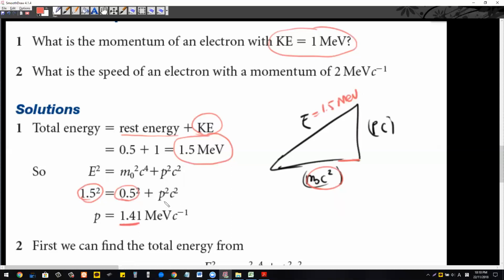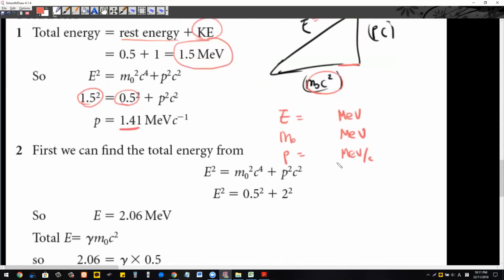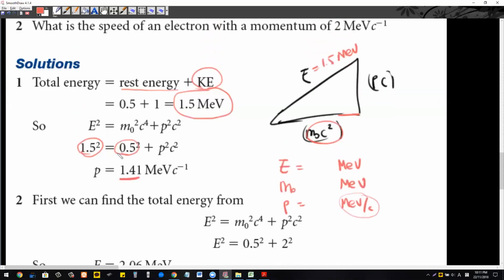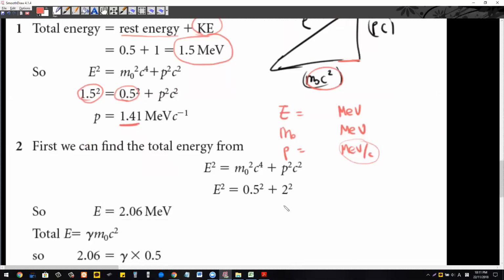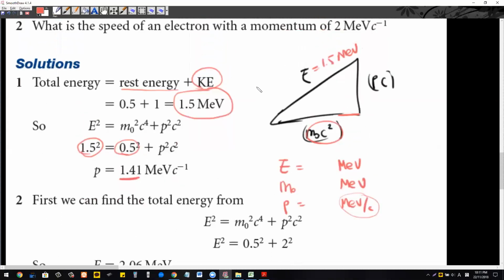And just be careful with the unit for momentum. Energy is in mega electron volts, and the m naught c squared will also be in mega electron volts as well. But momentum is in mega electron volts per c. As long as you put this number, you can use the same unit. You don't have to convert it to joules.